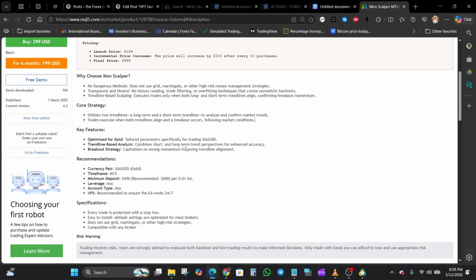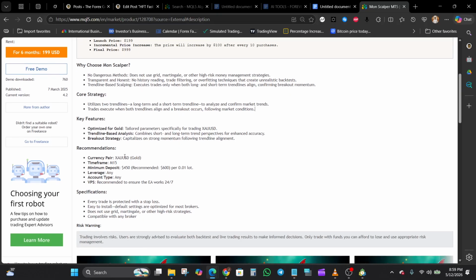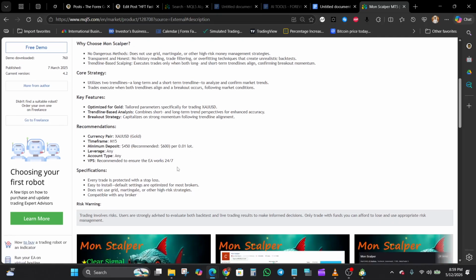The recommended setup shown on the page is XAUUSD on the M15 time frame with a suggested minimum deposit starting around $450 per 0.01 lot. VPS usage is also recommended to help keep the EA running continuously.